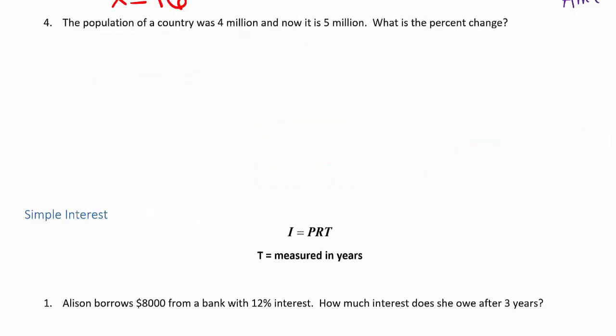The same is true with a percent increase. In my last problem, we had percent decrease. If I want to find a percent increase, first thing I have to do is find the change. So the population of a country was 4 million, now it's 5 million. So the change in population is 1 million.